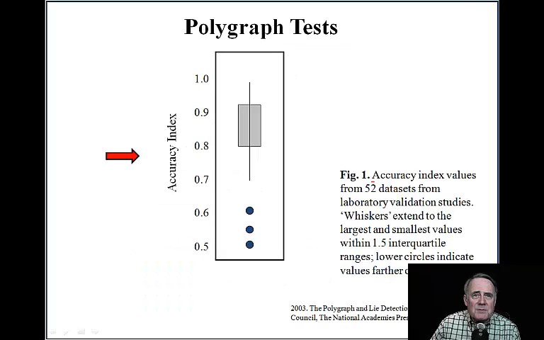Consider this figure, which presents the accuracy index values from 52 data sets from laboratory validation studies. The whiskers extend to the largest and smallest values within the 1.5 interquartile ranges. Lower circles indicate values farther out. Note with the shaded area that the outcome of most studies fall within the 80 to 90% accuracy range, which suggests a substantial fraction of false negatives and false positives. Note also that at least one study was no more accurate than a flip of the coin, that is 50%.